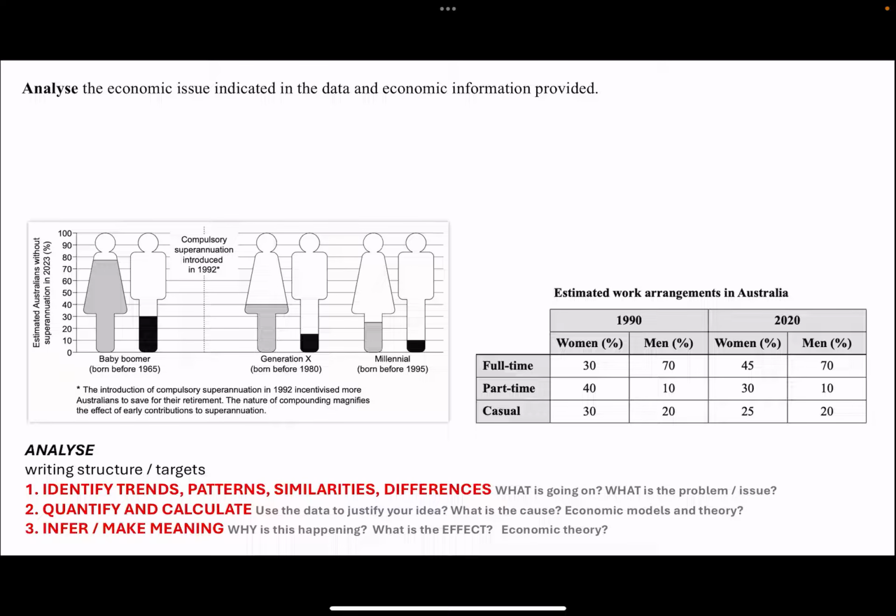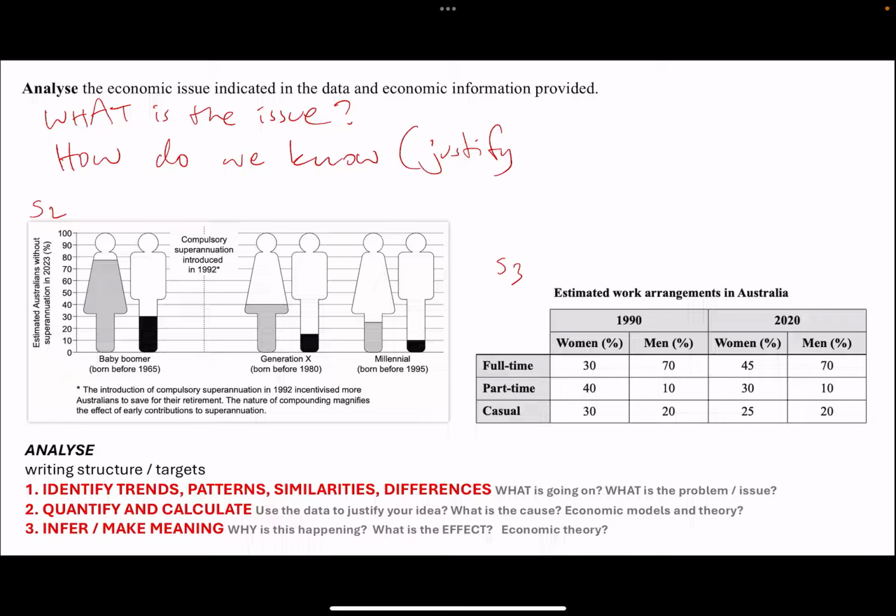Analyse the economic issue indicated in the information below. So here we've got our S2 and our S3 data sources. What is the problem? What is the issue? How do we know? Justify with the data. And finally, why is it a problem? Why is it a problem?